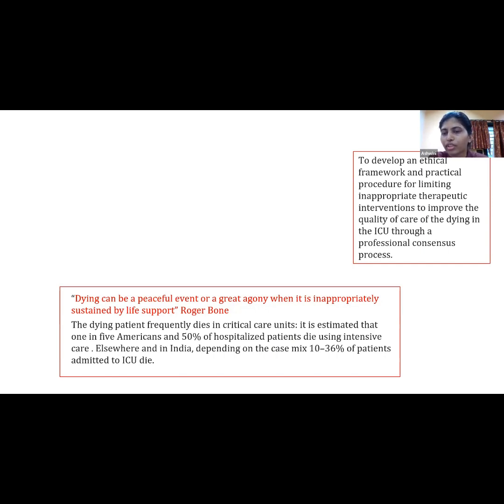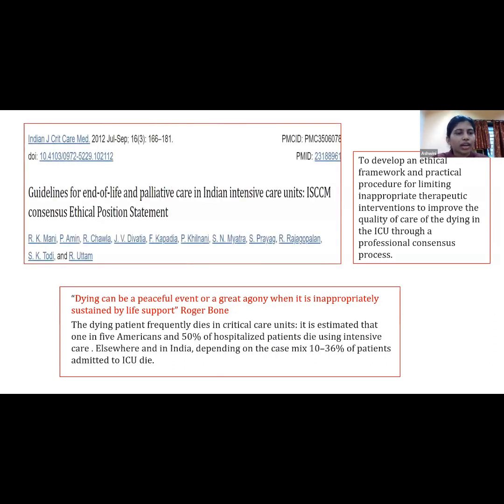So to develop an ethical framework and practical procedure for limiting inappropriate therapeutic interventions and to improve the quality of care of the dying in ICU through a professional consensus process, Dr. R.K. Mani et al. in 2012 provided the guidelines for end-of-life and palliative care in Indian intensive care units. This was the Indian Society of Critical Care Medicine Consensus Ethical Position Statement.